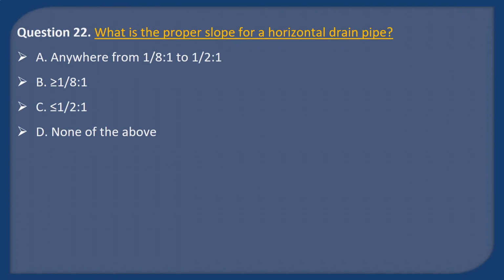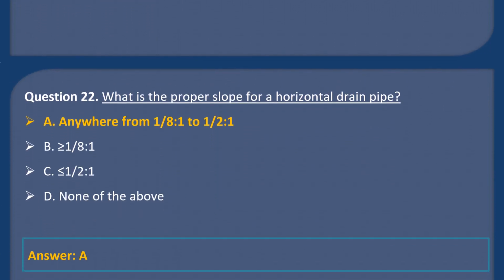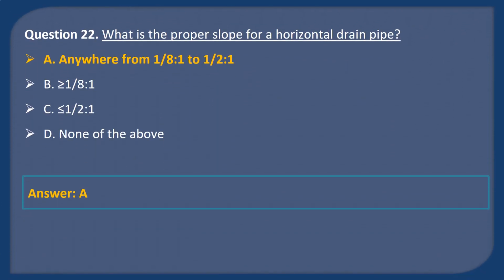Question 22. What is the proper slope for a horizontal drain pipe? A. Anywhere from 1 per 8:1 to 1 per 2:1. B. 1 per 8:1. C. 1 per 2:1. D. None of the above. Answer A.